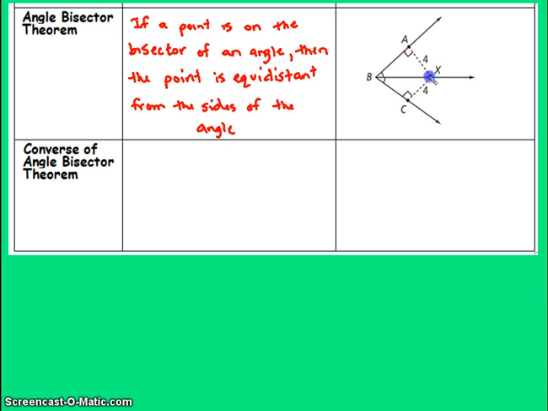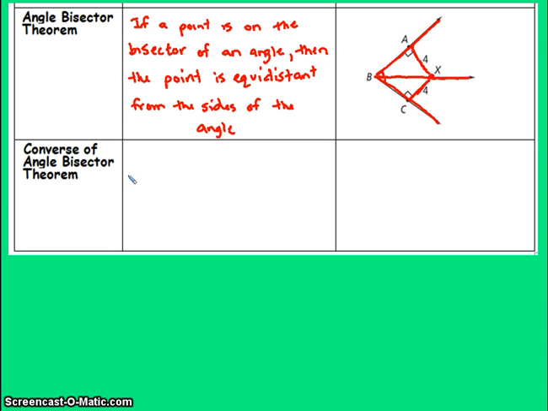Okay, so we have this point X, and we know that this is the angle bisector because we've seen these two marks, okay? And so X is on the bisector of the angle, then we can go ahead and conclude that the distance from X to this side, right here, is the same as the distance from X to this side, as noted with AX being 4 and CX being 4.